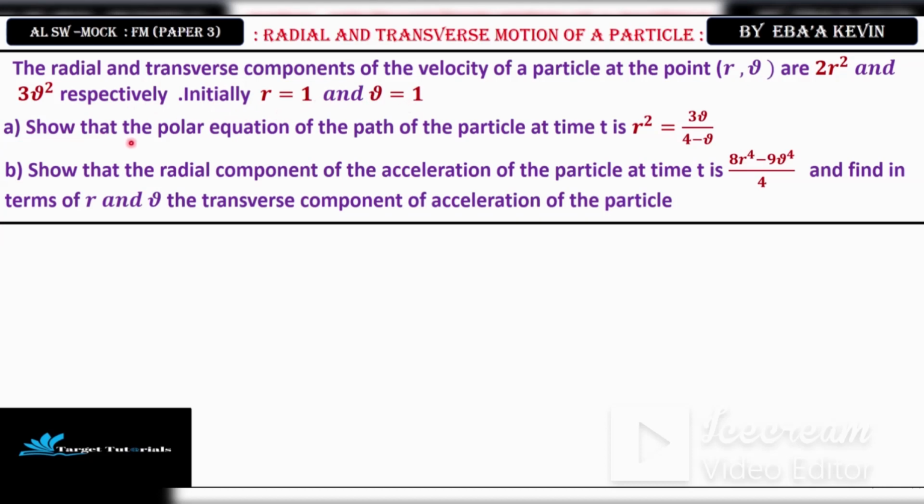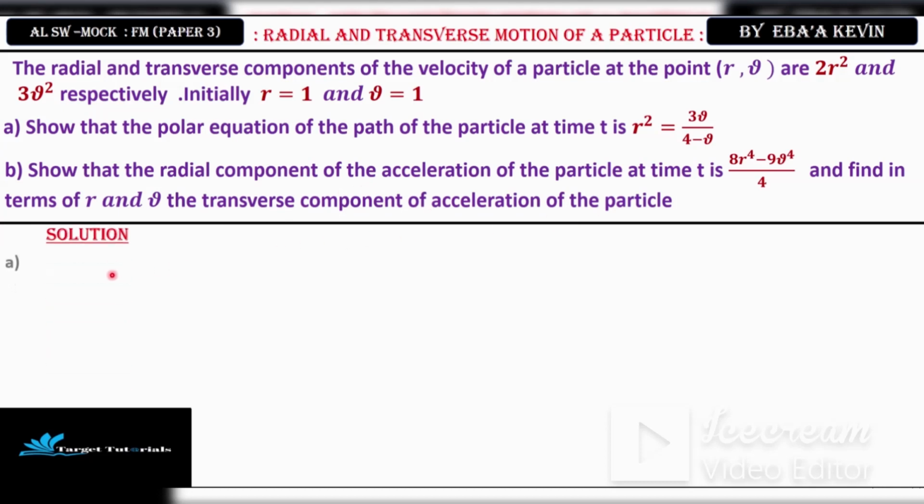A. Show that the polar equation of the path of the particle at time t is r² equals 3θ divided by (4 minus θ). B. Show that the radial component of the acceleration of the particle at time t is (8r⁴ minus 9θ⁴) divided by 4, and find, in terms of r and θ, the transverse component of the acceleration of the particle.